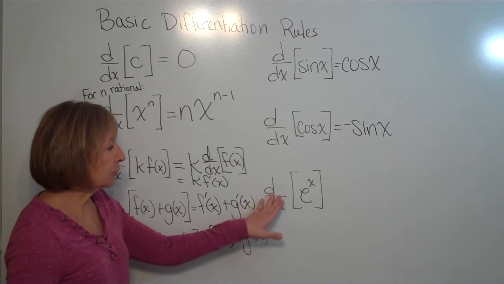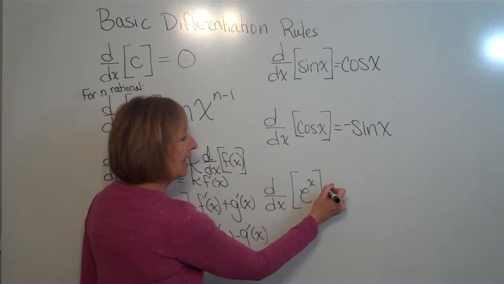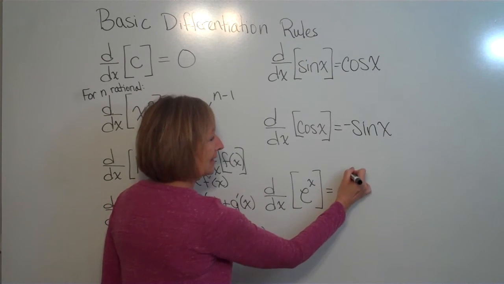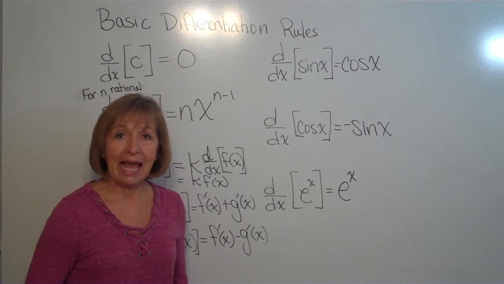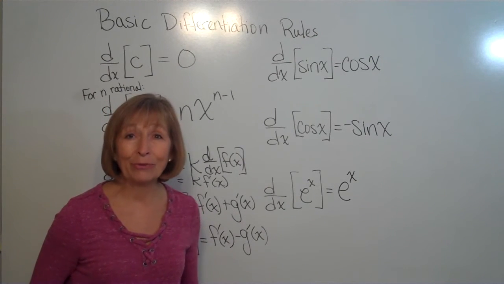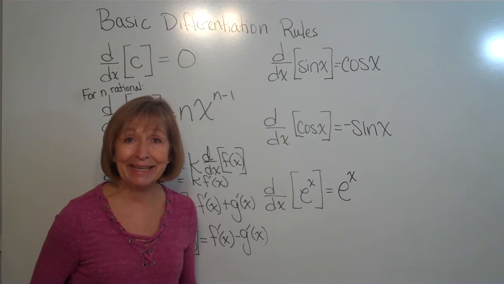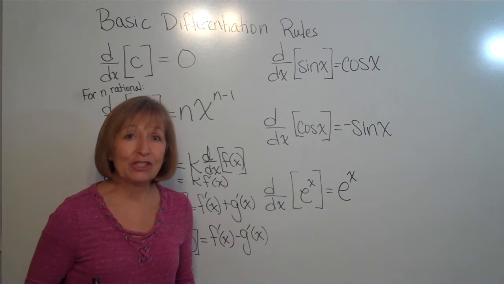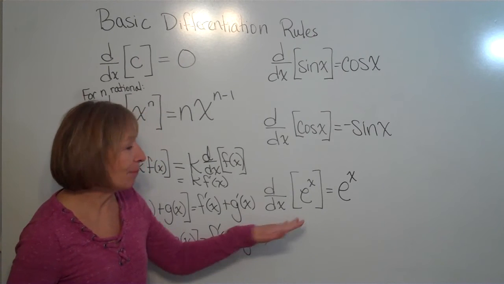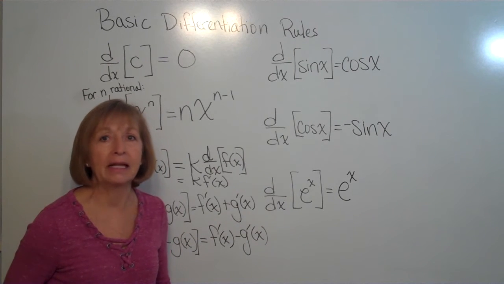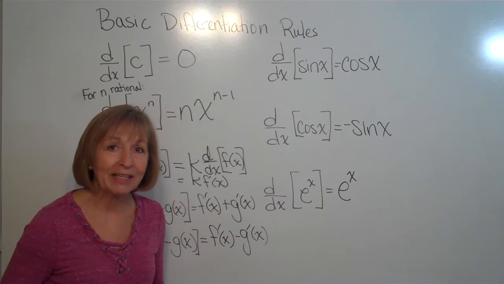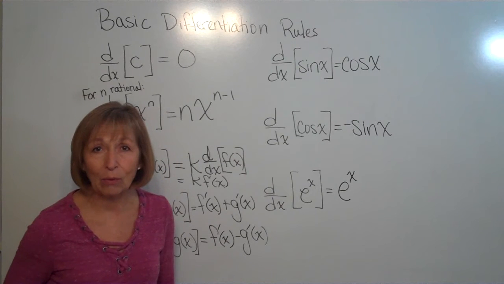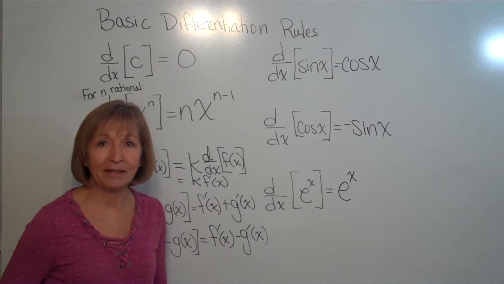And then lastly, the derivative with respect to x of e to the x is actually e to the x. E to the x is a function that is its own derivative. At any point on the graph y equals e to the x, it's the coolest type of thing that happens with that function. At any point on the curve y equals e to the x, the slope of the tangent to that curve is the same as the y coordinate at the point of tangency.